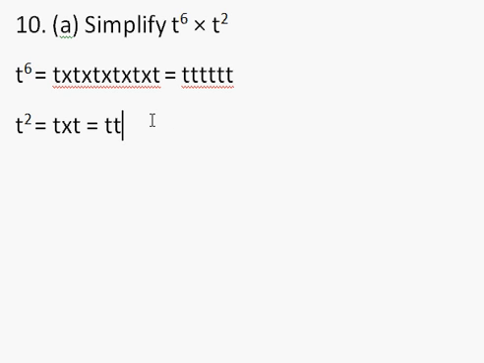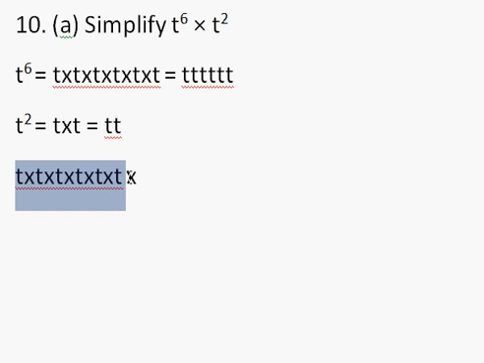So now we have to simplify these. Well, we know that t to the power of 6 is the same as t times t times t times t times t times t. So we're going to substitute that. We're multiplying t to the power of 6, which we've changed into this form, t times itself 6 times, by t to the power of 2, which we've changed to this form here, t times t. So now we need to multiply this by this.